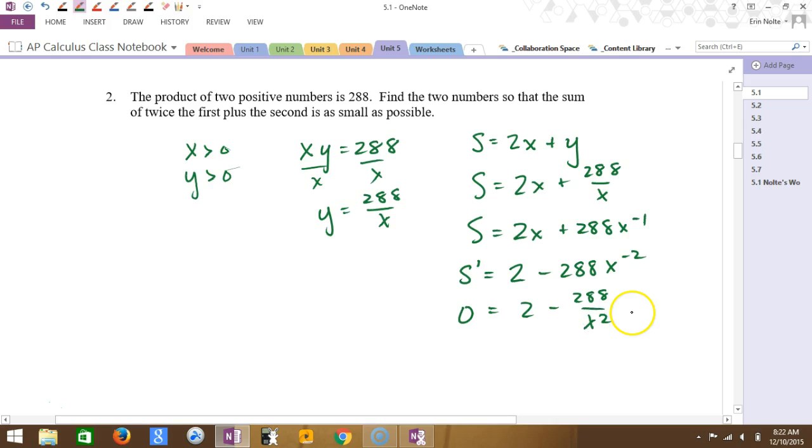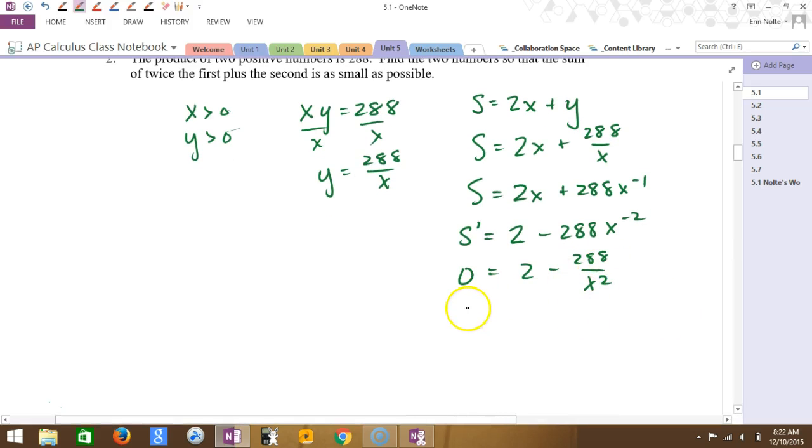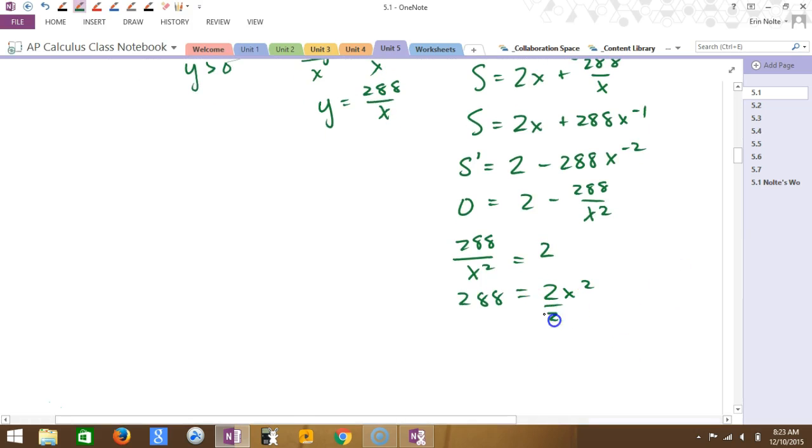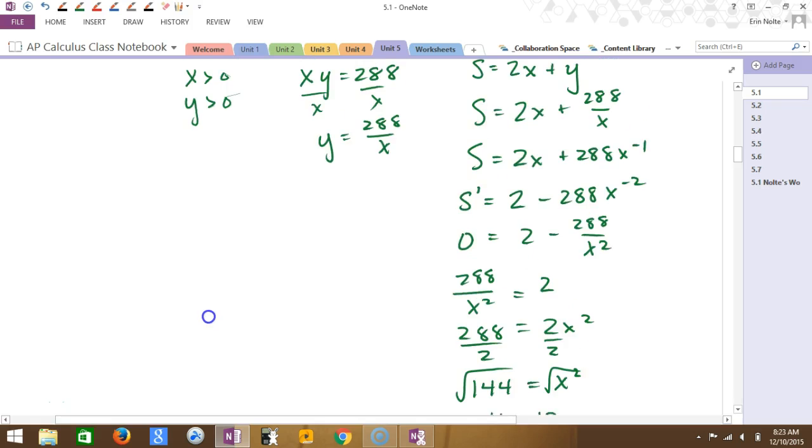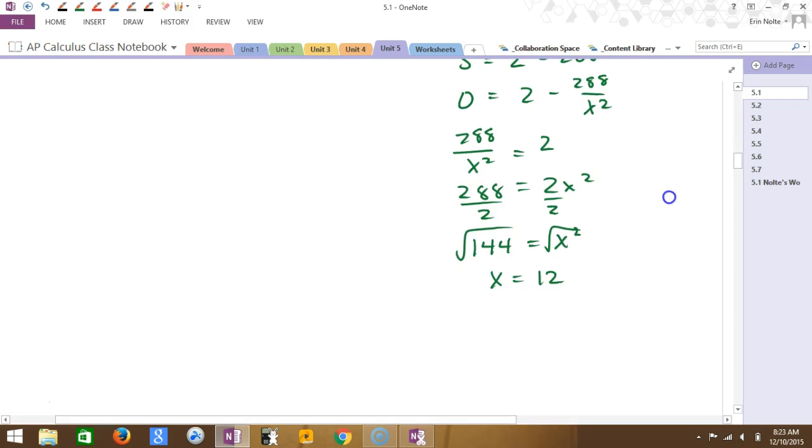And at this point I'm now solving that. So I'm going to add the 288 over x squared. I'm going to multiply by x squared, divide by 2, and 288 divided by 2 is 144, and square root. So I'm only going to use the positive value because we stated we only want positive numbers.